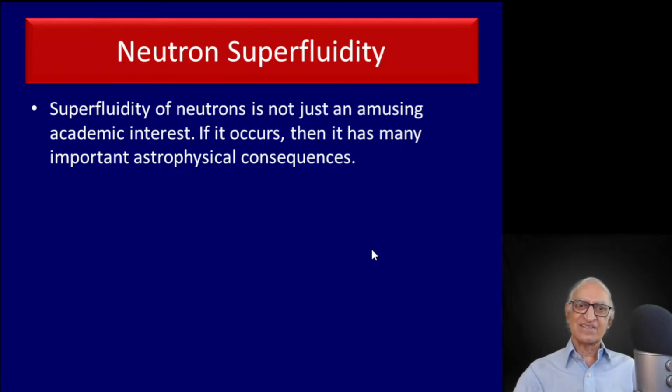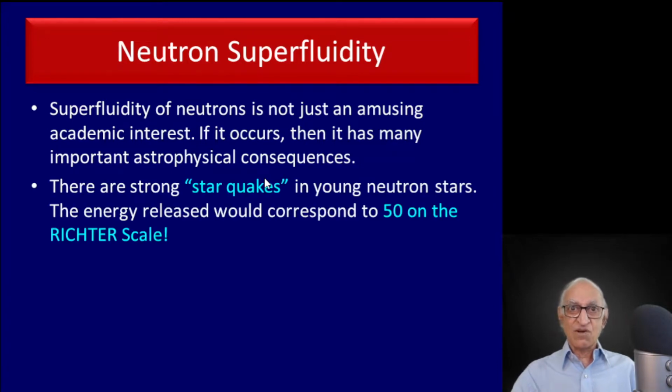Now, you may say, this is all amusing, but what has this got to do with pulsars and neutron stars, and what has this got to do with astrophysics? Well, a lot of things. If superfluidity occurs, then it has many important astrophysical consequences. For example, it is known observationally that there are star quakes in neutron stars. Suddenly they spin up, and then they relax back to the original spin. Now, these star quakes are very much stronger than earthquakes.